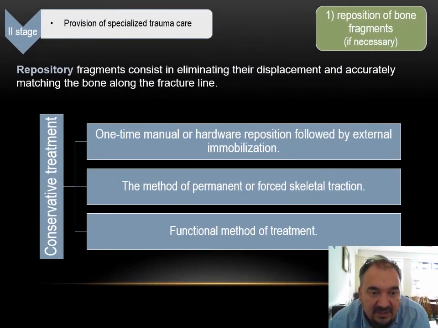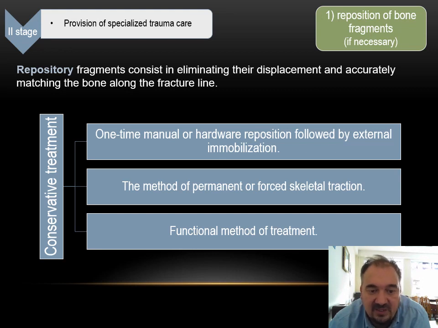So, reposition, what is it? This is a comparison of fragments. It consists in eliminating their displacement and in their exact comparison along the fracture line. Accuracy in this case, of course, is a relative thing. Ideally, of course, complete union. But even a comparison with small defects, with all the desire, most often has very good consequences in terms of a person's recovery. What does the whole thing look like?